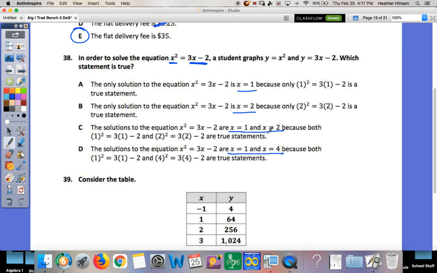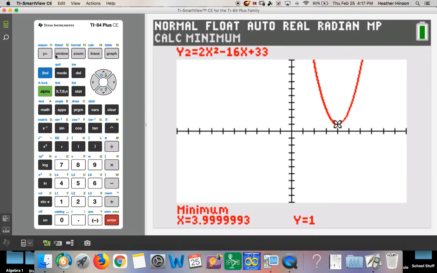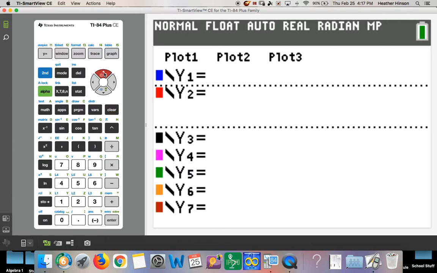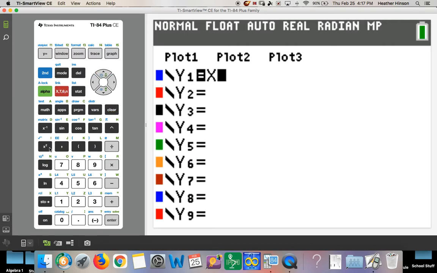So you can do this multiple ways. What I would do and what I suggest is to do what the student did. They graphed it. So we're going to graph x squared and 3x minus 2.